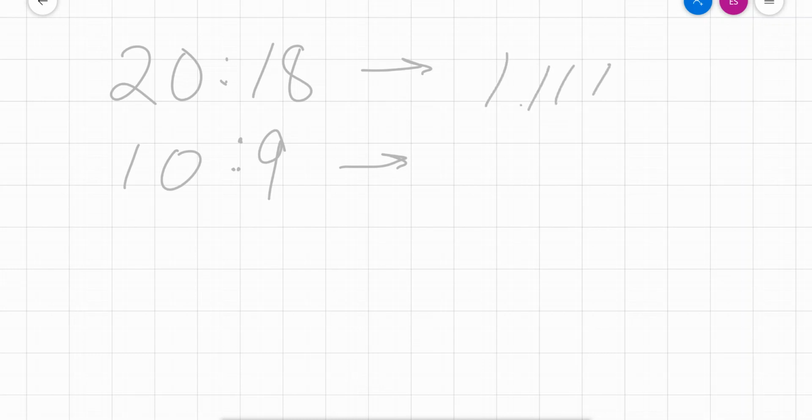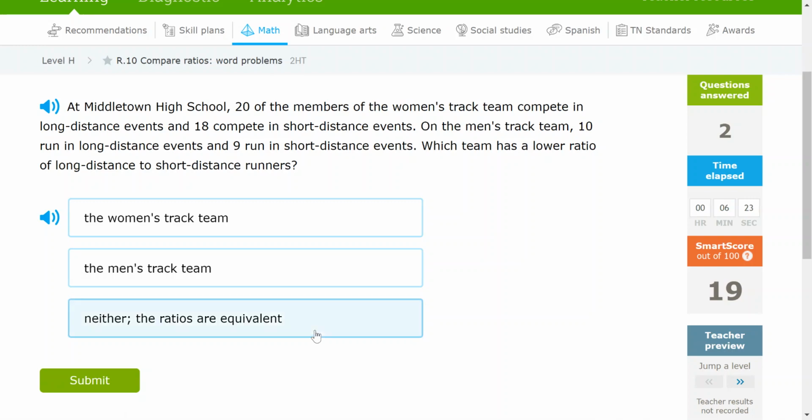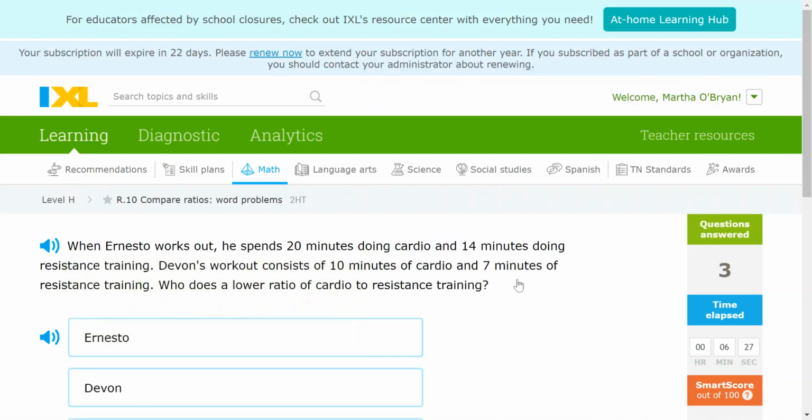So let's see. I divided 20 by 18 and got 1.1 repeating. Divide 10 by 9, I also get 1.1 repeating. So these are actually equivalent. And that makes sense to me, because 10 over 9 is equivalent to 20 over 18, because if I multiplied both the top and bottom by 2, I would end up with the same fraction. So makes sense to me. I'm going to say neither one is lower.